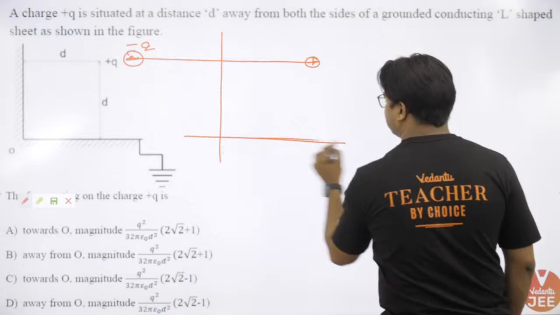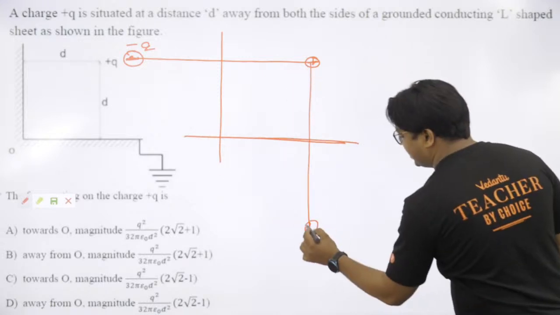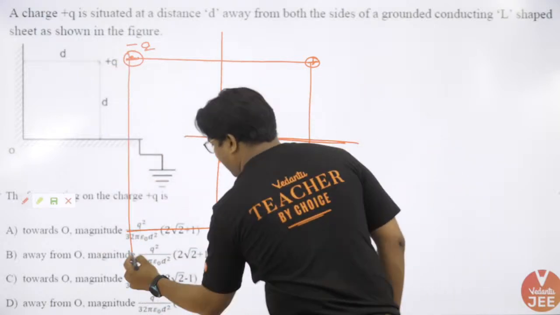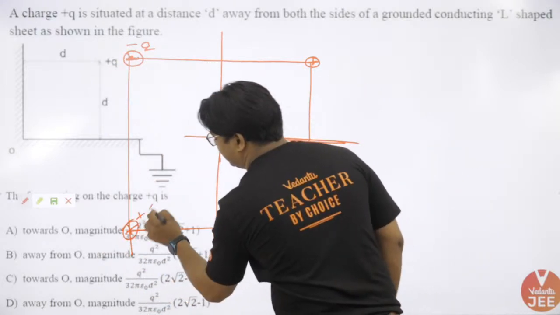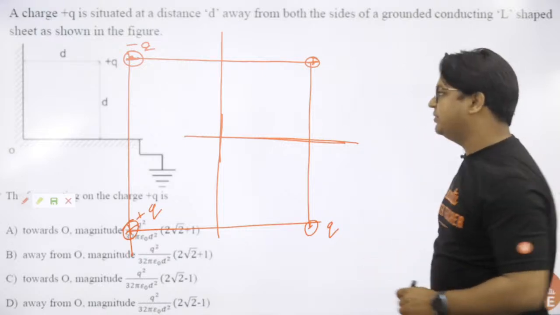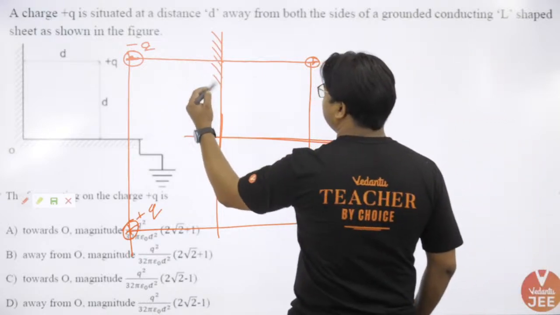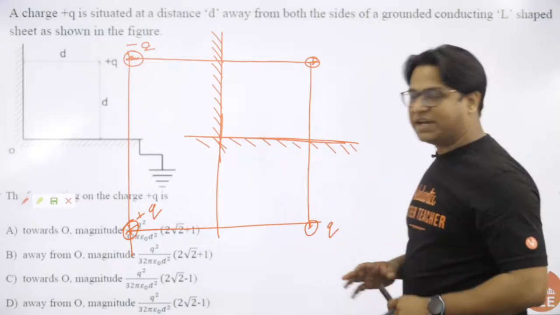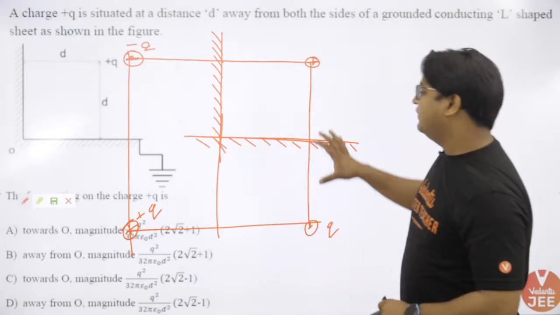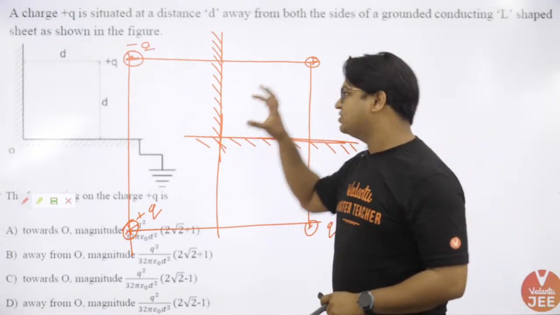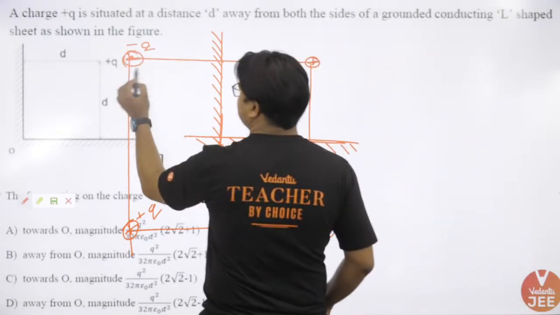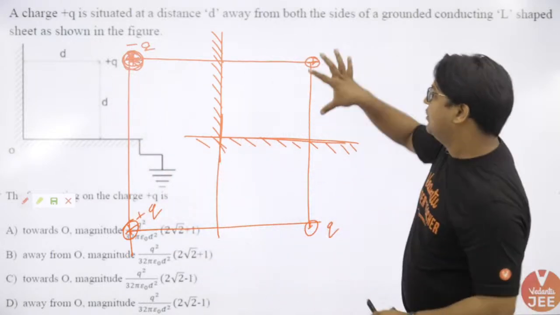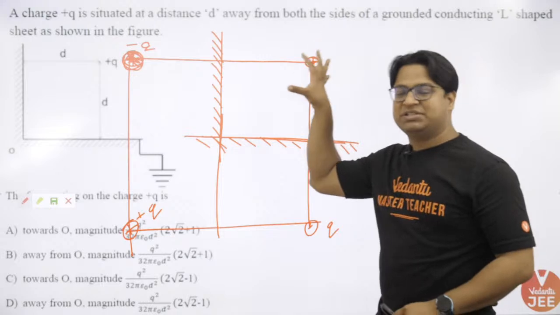Similarly, because of the presence of this plane, we can assume a negative charge is kept here, and a positive charge is kept here. So this is the equivalent arrangement that we can assume, like these planes will act as mirrors. As far as their electric effect is concerned, they will behave as mirrors. So these are the three charges. Assuming them, we can say that whatever this charge was experiencing, that remains the same.